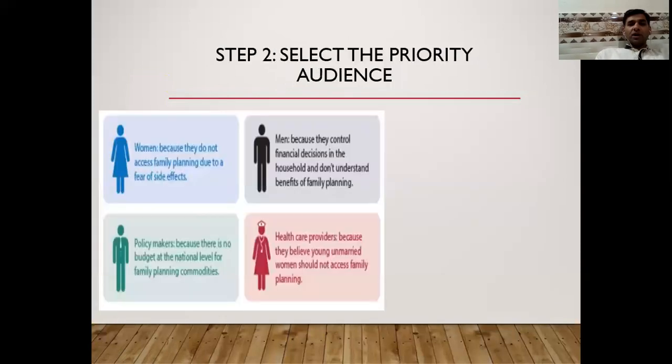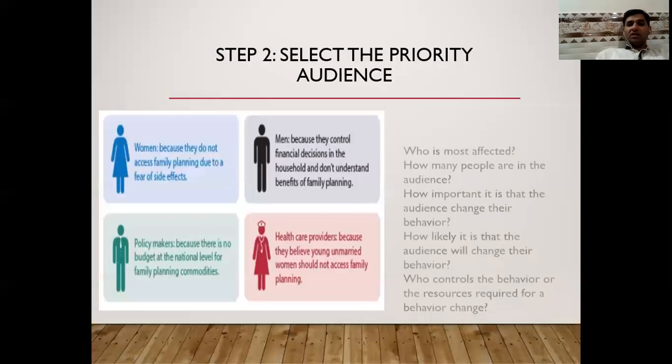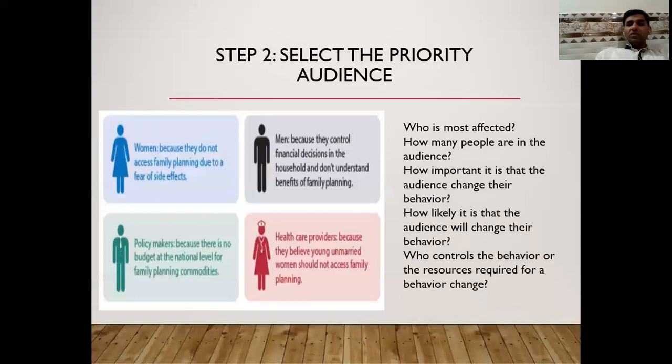And step number 2, as you can see, select the priority audience. You need to identify which women actually, and of course it's the women, but what kind of women need family planning, who need to go into that maternal health, and whose health is at stake. And you need to know the men of a particular age group who can control these decisions of household and in their surroundings, and then can influence other people, and the healthcare providers and the policymakers. So probably you need to identify these 4 groups in healthcare who are directly related to the issue being addressed here. So you need to ask these questions: who is most affected?